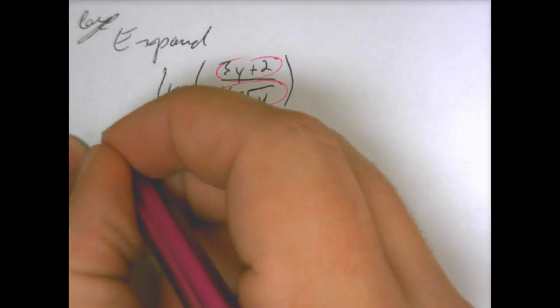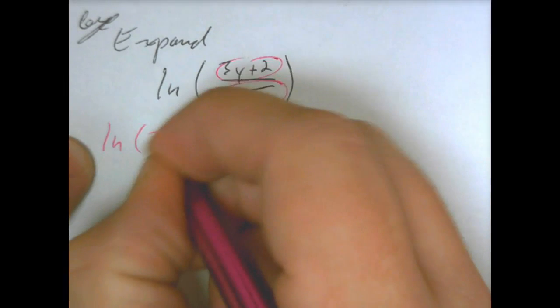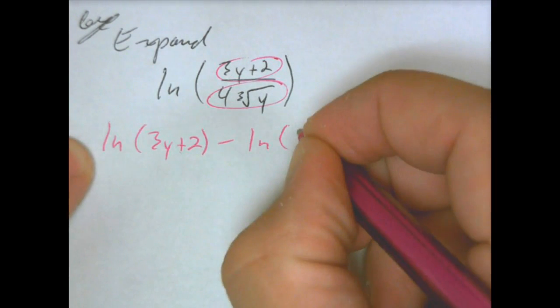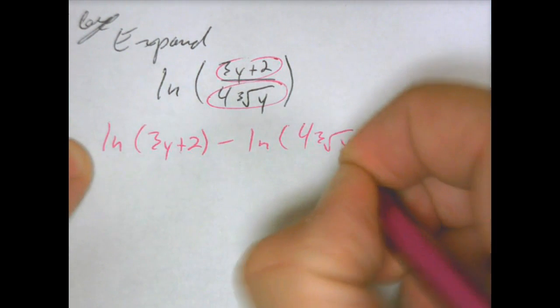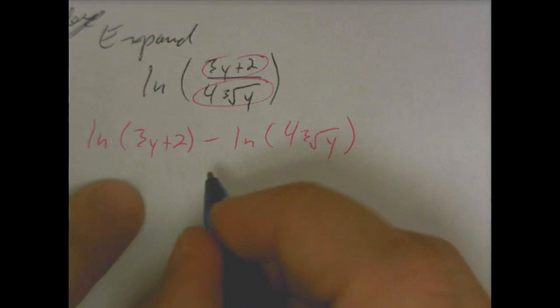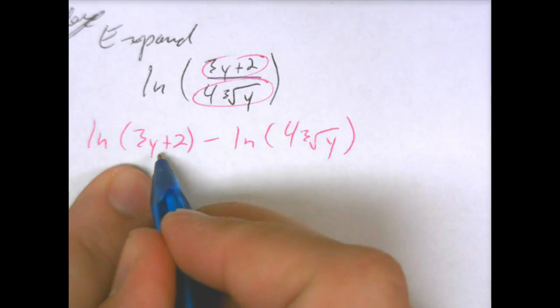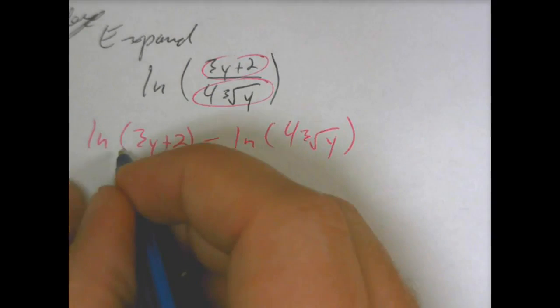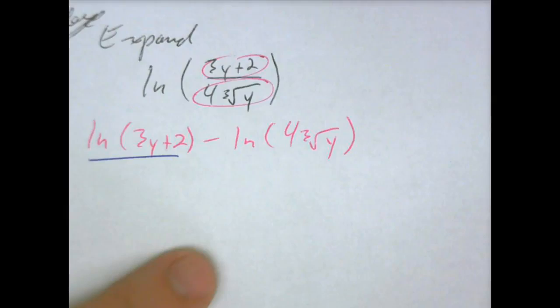Okay, so I can subtract these things. So ln of 3y plus 2 minus natural log of the entire bottom, so 4 cube root y. And continuing on. Since it is addition inside there, I cannot split that up anymore. It is all together, so that log is pretty much done and touched for.